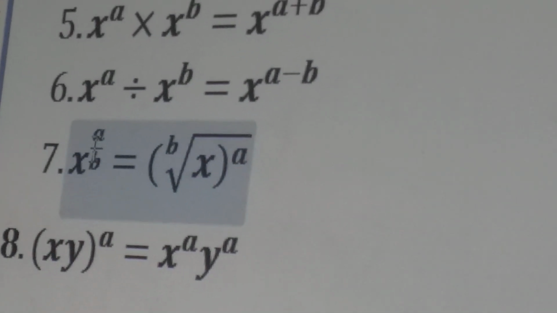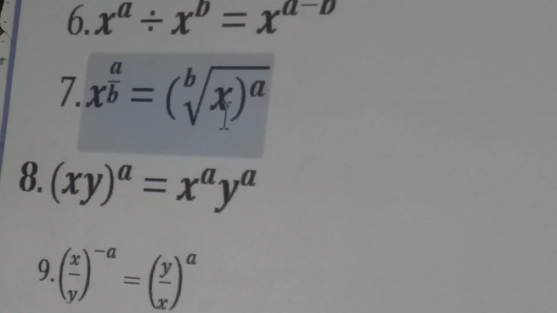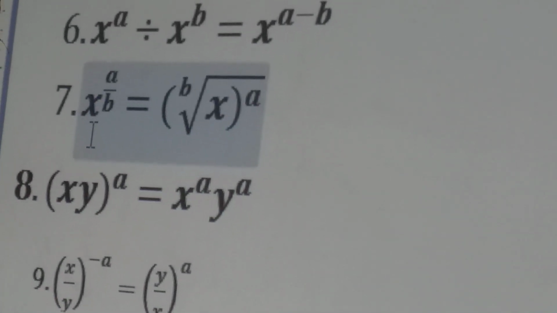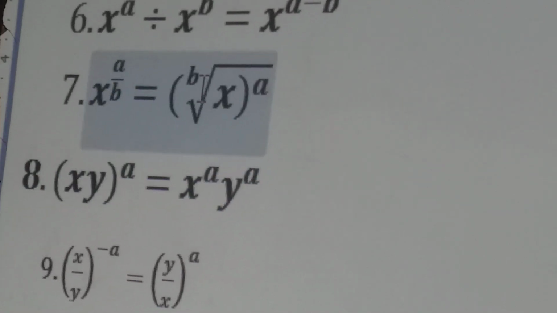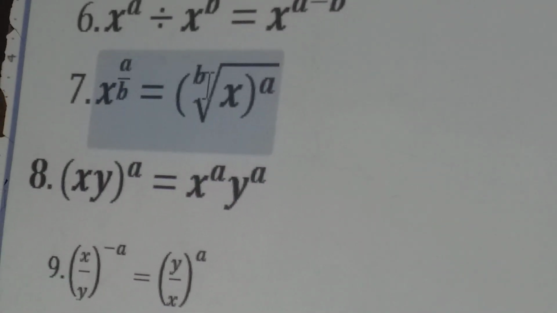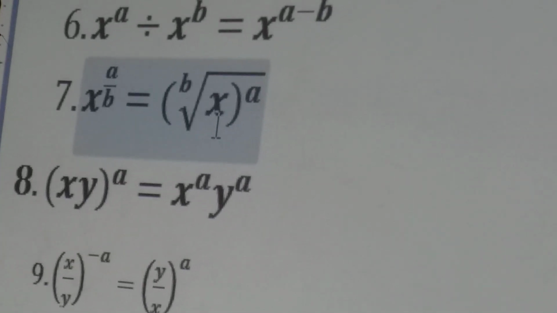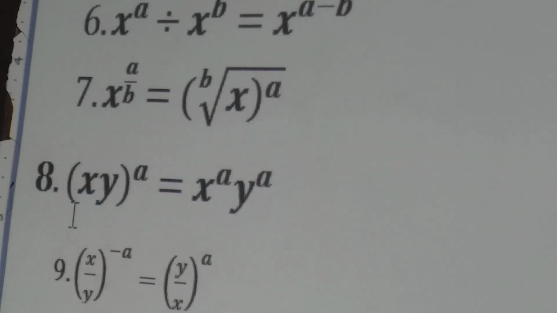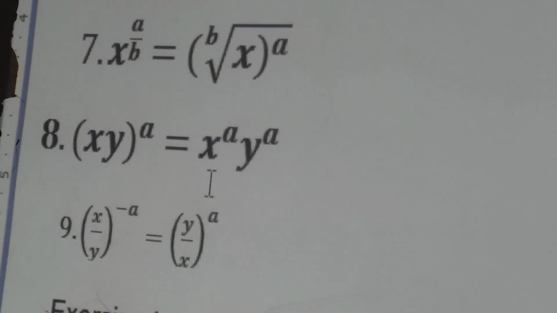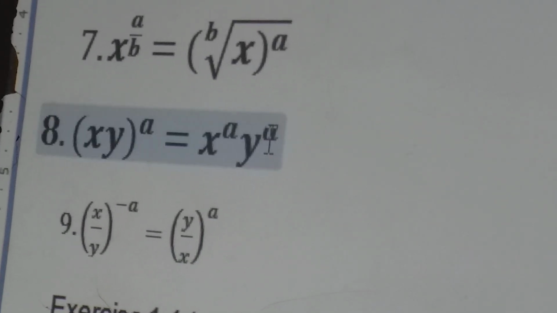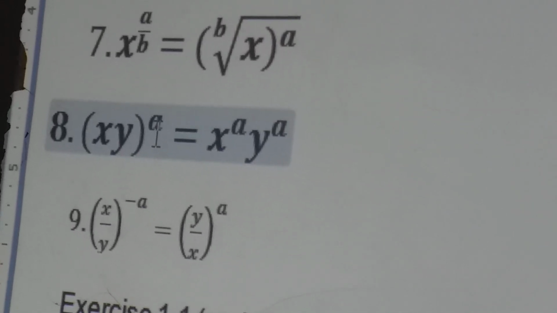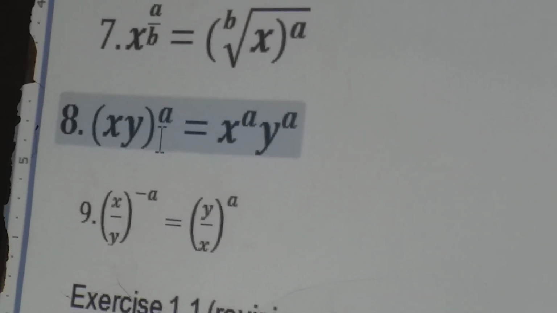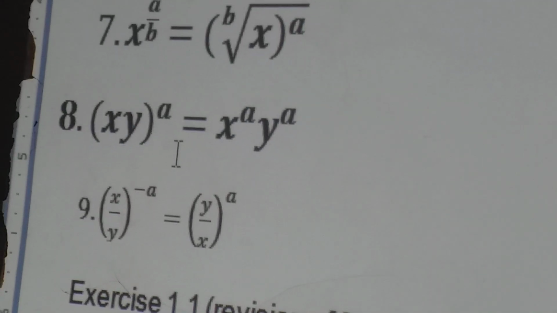Number 7: x to the power a over b is equal to the b-th root of x, all to the power a, which means when a number is raised to a fractional power, you just take the denominator of the power to be the root and the numerator of the power to remain the power. Number 8: xy to the power a is equal to x to the power a, y to the power a, which means when a power is outside the brackets of multiplying or dividing terms, that power affects both terms inside the brackets.